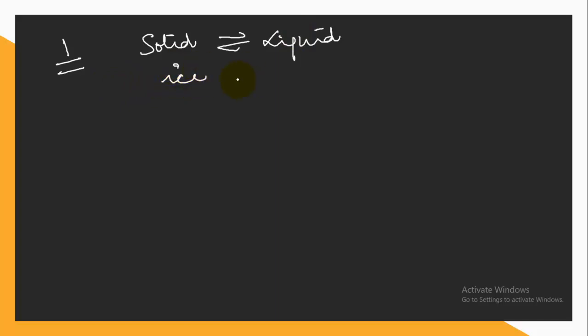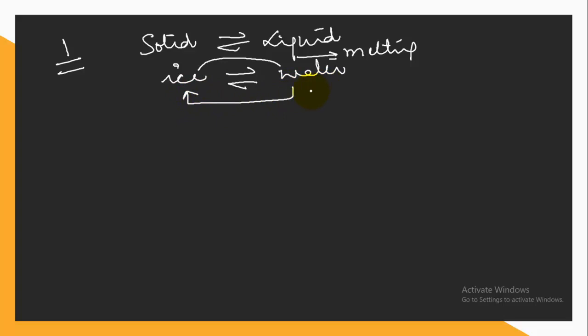Let's take an example of physical equilibrium. Let's say we are converting solid into liquid. Let's take a proper example, say melting of ice. When ice melts, it gets converted into water. This forward process, converting ice into water, is referred to as melting. And the reverse, the conversion of water into ice, is considered to be freezing.